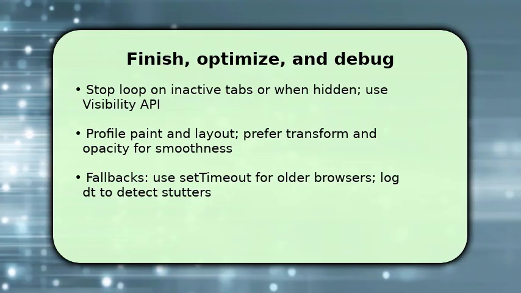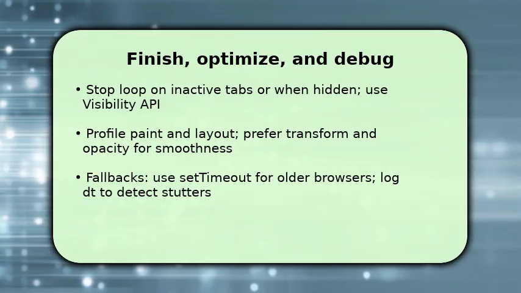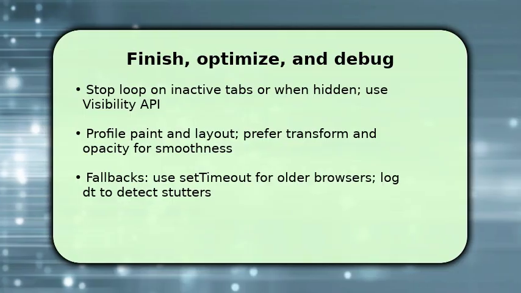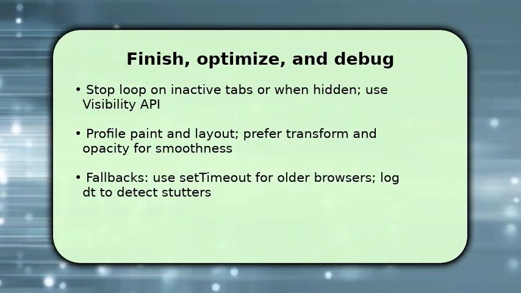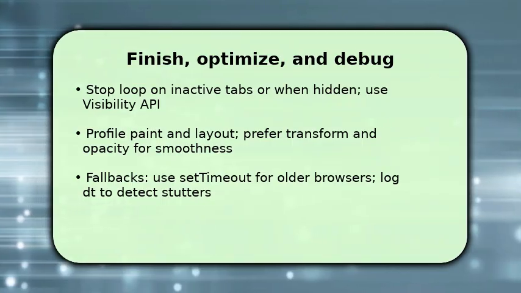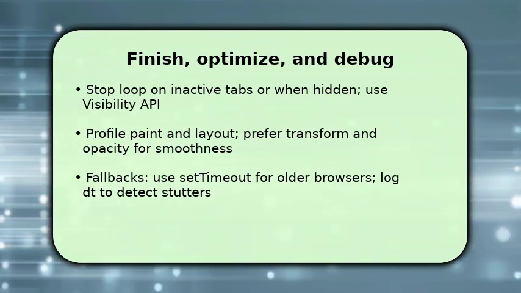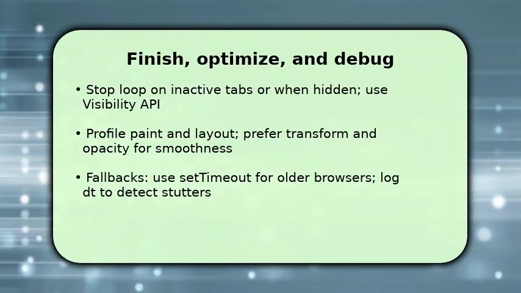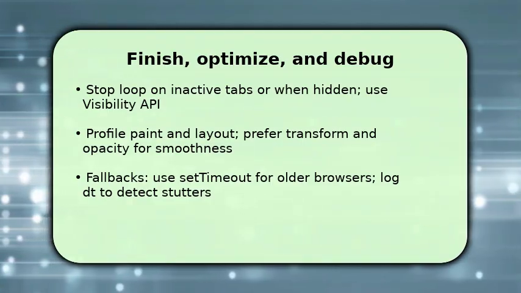Once running, measure performance with the browser profiler. Avoid layout thrashing by batching reads and writes, and prefer transform and opacity, which hit the compositor. If issues appear, log delta times and frame durations to find jank. If you see spikes, clamp dt or interpolate.